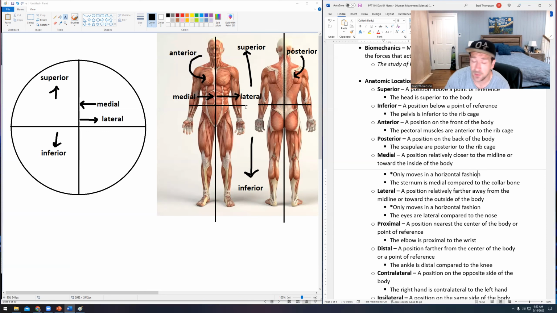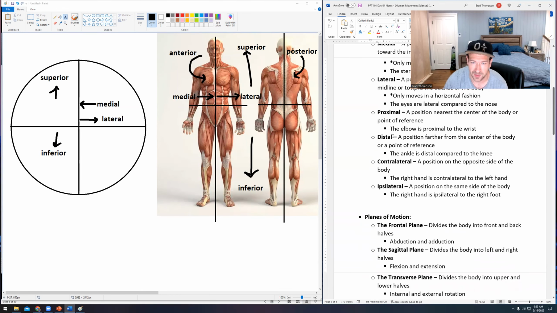And by the way, this only moves in a horizontal fashion. So when we're talking about medial and lateral, I want you to think like side shuffle, right? It's only lateral movement. Obviously they could be offset, but it only moves side to side. Just like superior and inferior only moves up and down. So medial and lateral are kind of like a moving sidewalk, and superior inferior is kind of like an elevator, right? It goes up and down, the other one goes side to side.